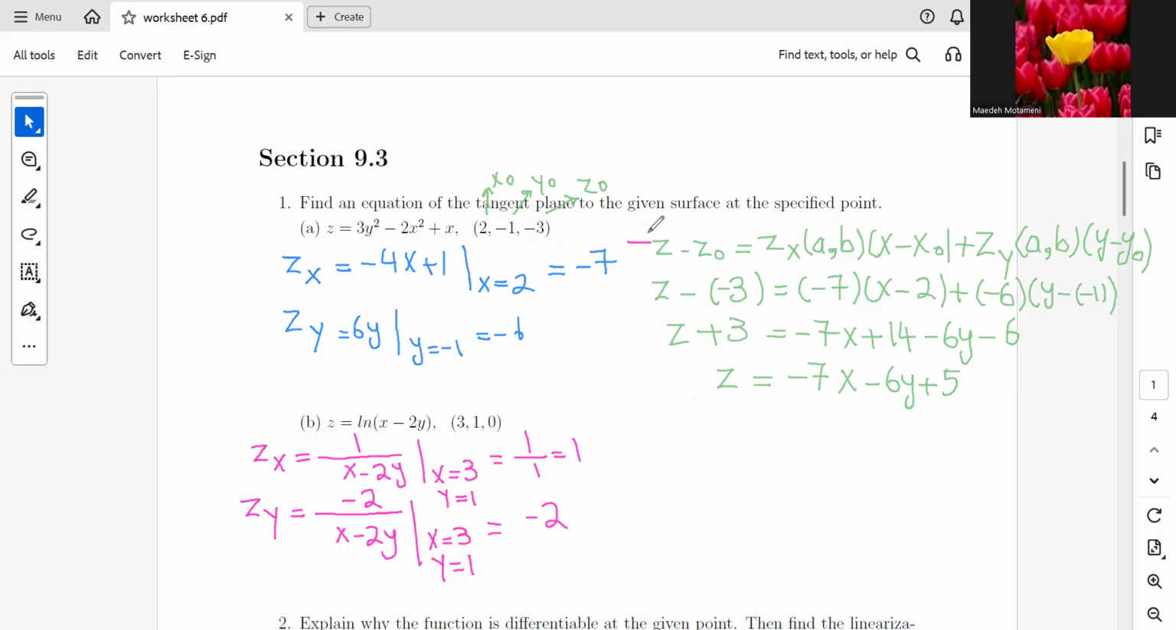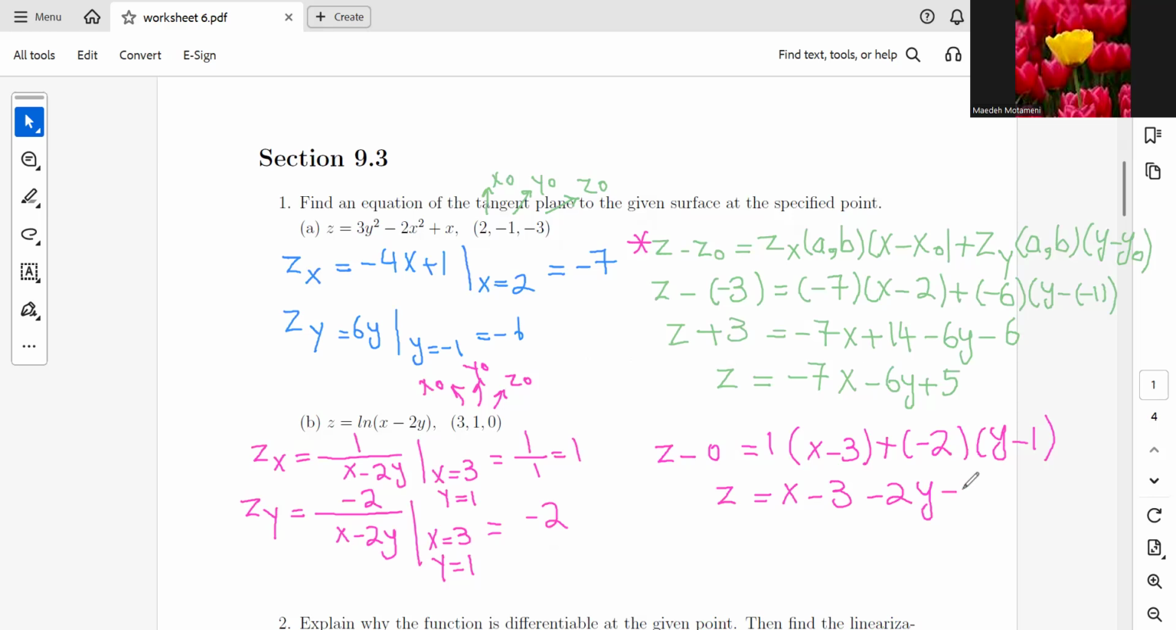Following the same formula as we had here, we would have z minus z sub 0, which is 0 here, equals 1 times x minus 3 plus negative 2 times y minus 1. The left side would be z, the right side is x minus 3 minus 2y plus 2, and after simplification that would be x minus 2y, and negative 3 plus 2 is negative 1.